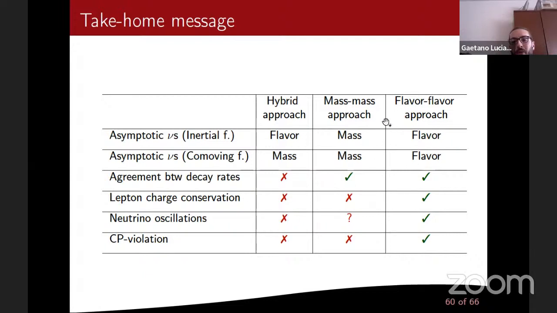So the decision is between mass or flavor as an asymptotic representation for neutrinos. The mass approach is consistent with the general covariance of quantum field theory. You have seen that, but it violates the lepton charge conservation in the vertex. It's not clear how to describe CP violation in neutrino oscillation. On the other hand, the usage of flavor states seems to be consistent with all these requirements. So in principle, our point of view is that the flavor asymptotic representation is the fundamental representation for neutrinos, but not only neutrinos, for all the mixed particles.